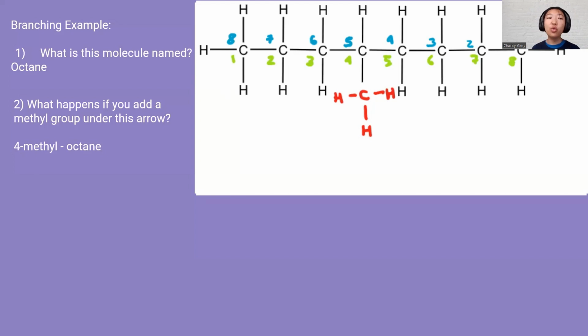Unpausing the video right now, we will continue to name it 4-methyl-octane, and the reason is because we want the smallest number. There are no other special things happening with this octane. This is just a regular octane, so we're going to choose the smaller number. The answer of what this molecule is named right now is 4-methyl-octane.